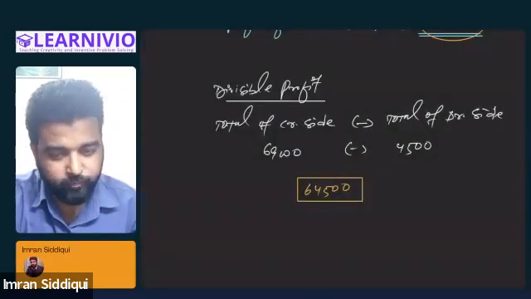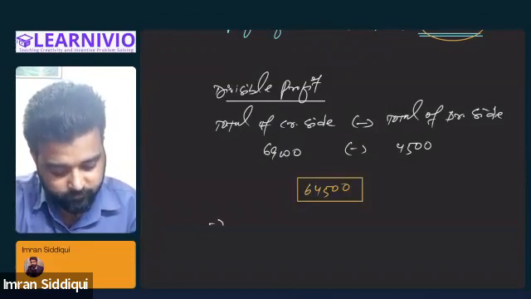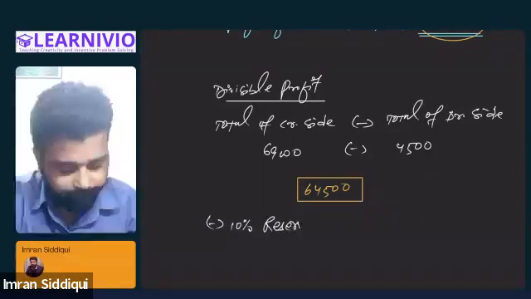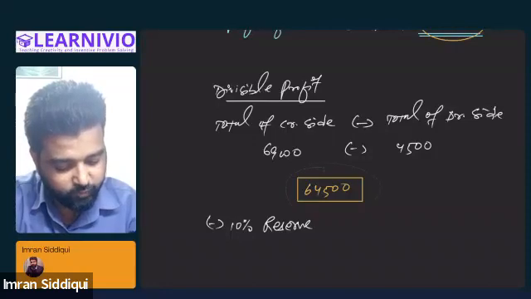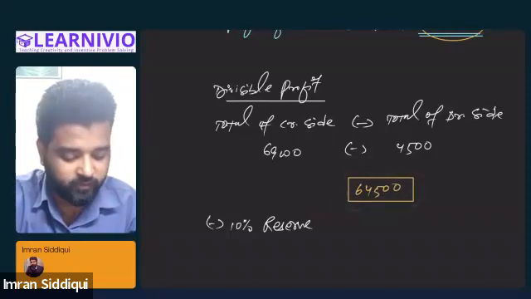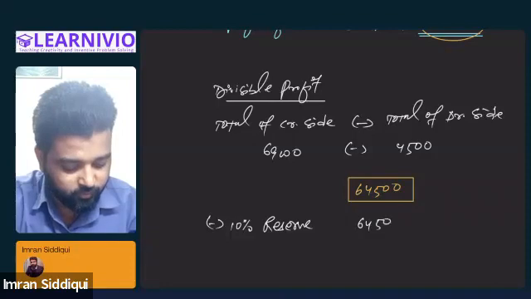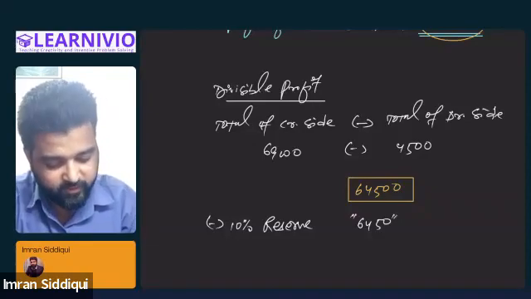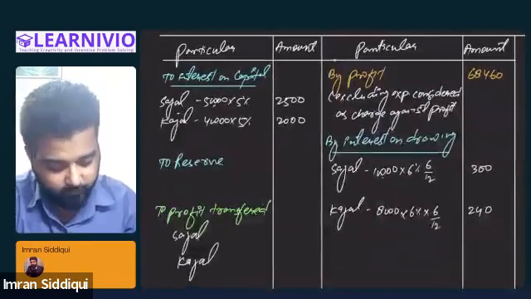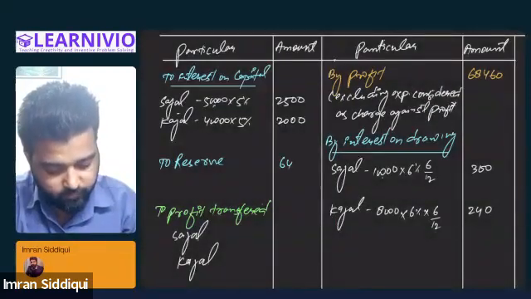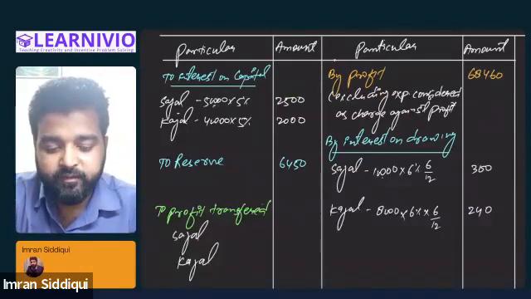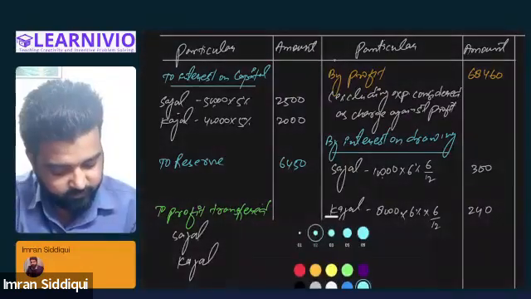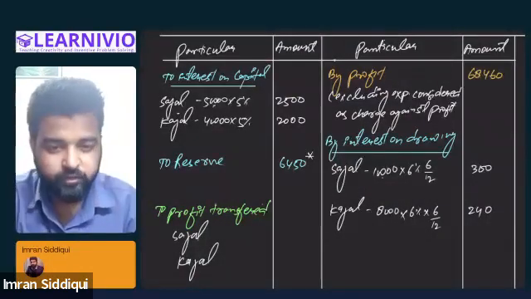And out of this, we have to prepare a reserve. How much reserve? Less 10% reserve that we have to make. 10% reserve of 64,500 will be how much? It will be 6450, right? So 6450 is the amount of reserve that we'll have to transfer. So we'll write this value here in the P&L appropriation account, 6450. Tell me if this is clear, yes or no? This is through working note.